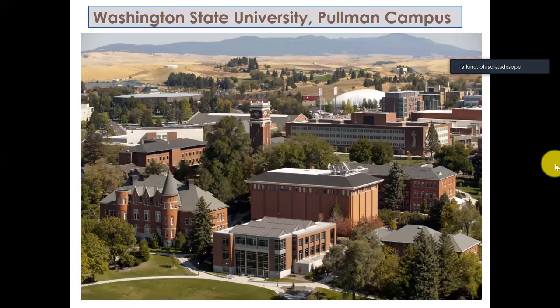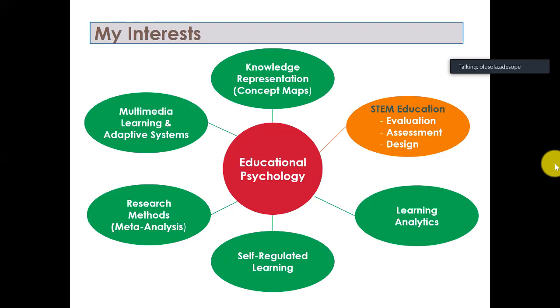I'll also tell you a little bit about my interest. You can see a number of things. I'm interested in quite a number of things. I'm the type who came from different areas of work. I did my undergrad in computer science back in Nigeria.